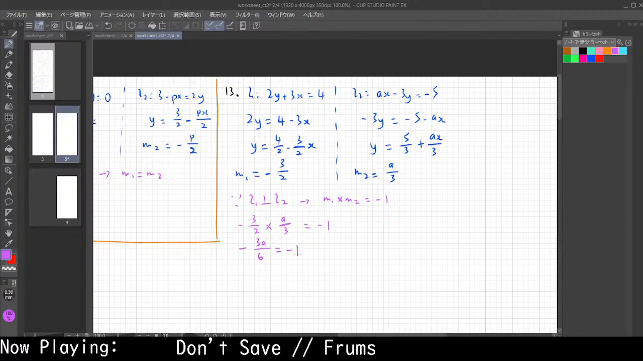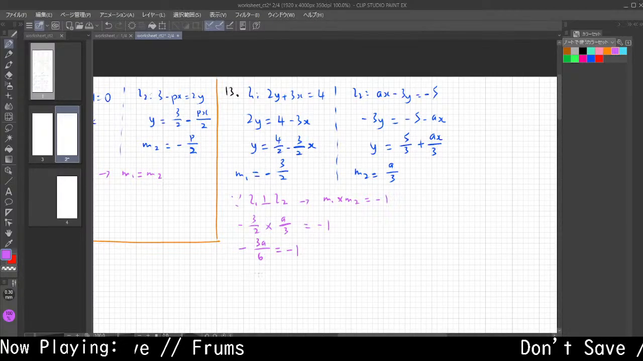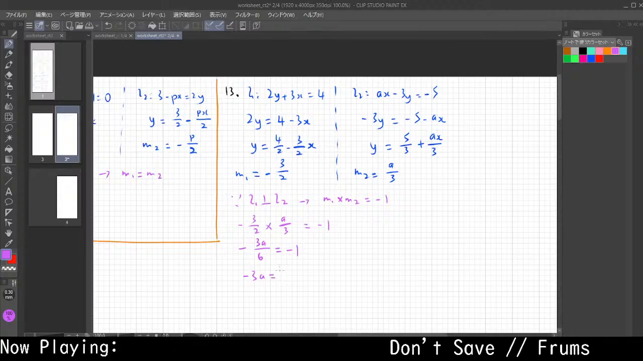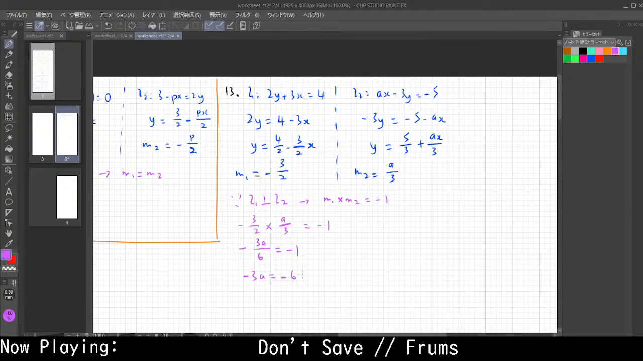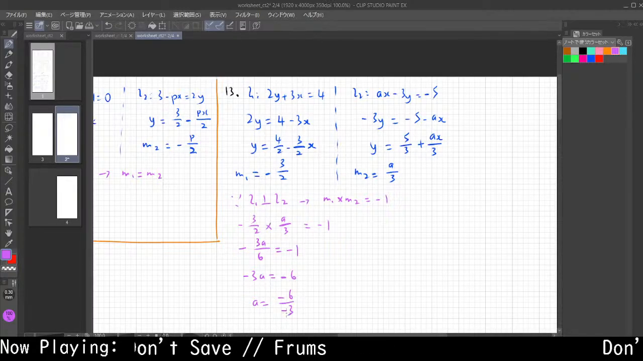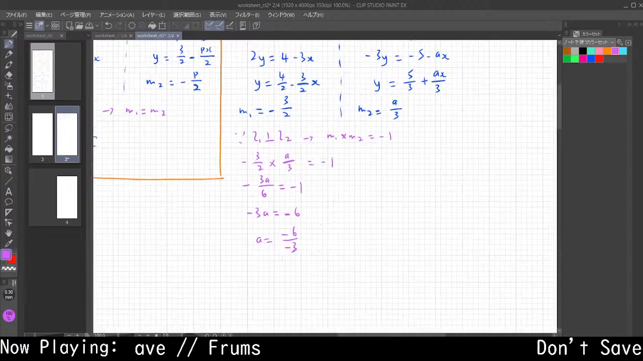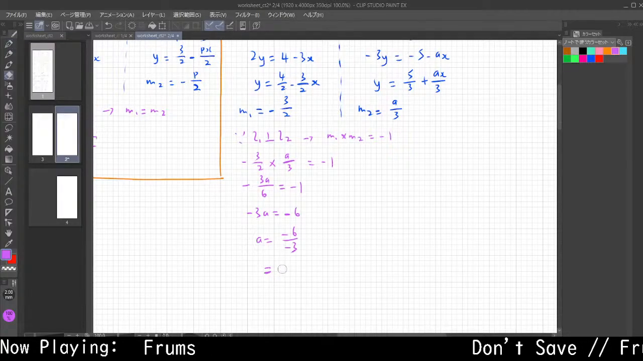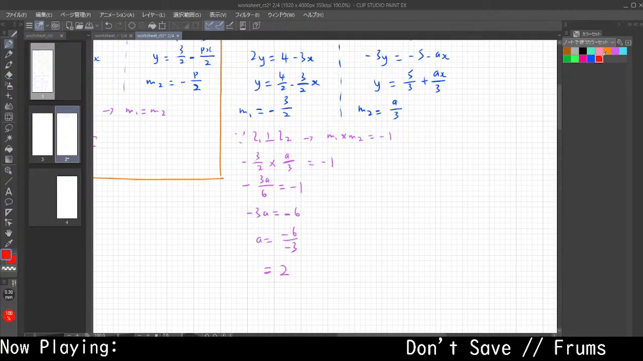Then you get -1. Basically you can bring it over as well. 6 brought over becomes multiply, so you get -6. a equals -6 over -3. You just divide like this. Therefore, you should get 2 as your answer. Nothing else you need to do. This should be your answer.